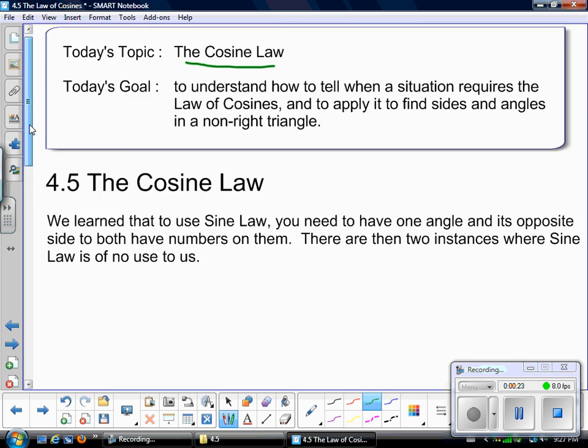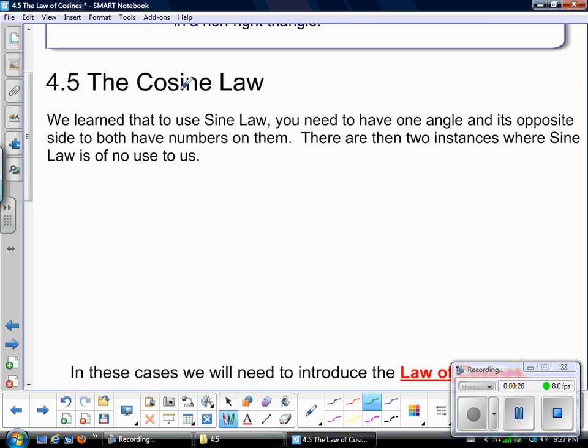Now, the law of cosines is used in places where the sine law just doesn't work. Because remember, in the sine law, you need to have one angle and its opposite side in order to have numbers on the top of the ratio and the bottom of the ratio. And if you don't have that, you just can't use the sine law. So we're left with kind of a dilemma. So that's when we use the law of cosines.